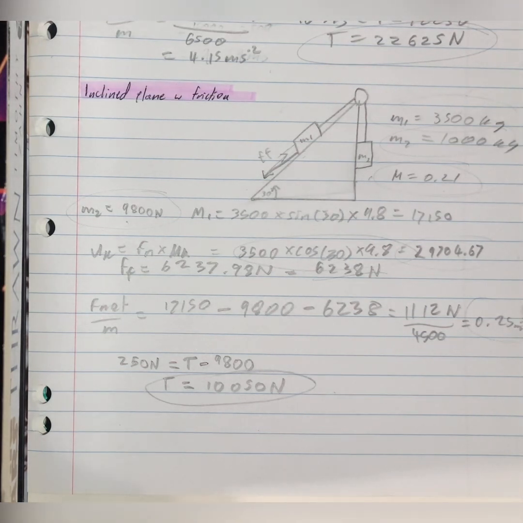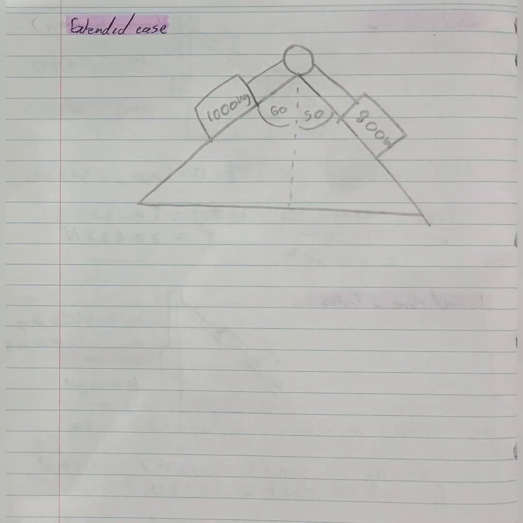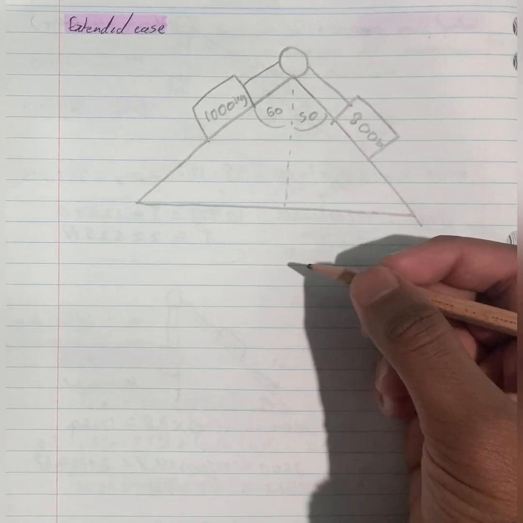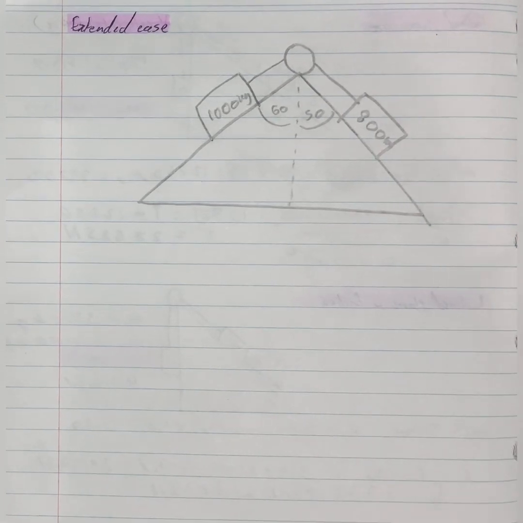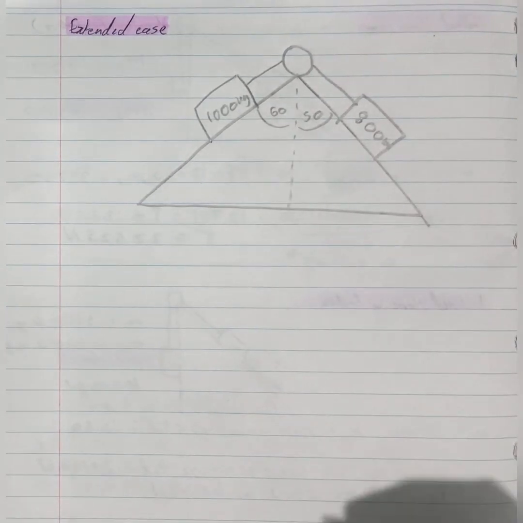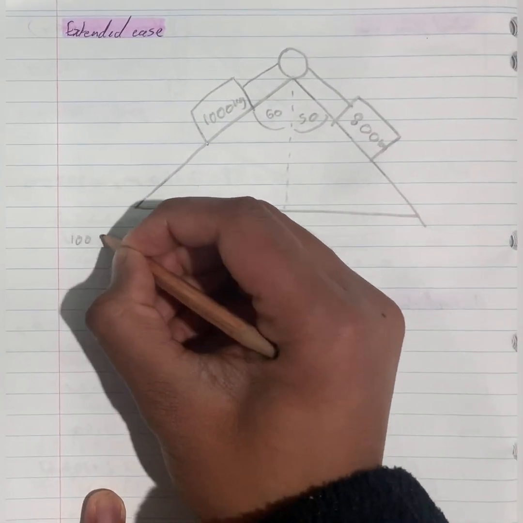All right, next example. So we're finally at the extended case of tension. This question is probably not going to be in your prelims or whichever exam you have, but it's an interesting case that would definitely help your understanding if you learn how to solve it. So let's get right into it. This question would most likely want you to find both tension and acceleration. So let's start off by finding the acceleration. For that, we need to find the net force. And for these, we have the 1,000 kilogram block.